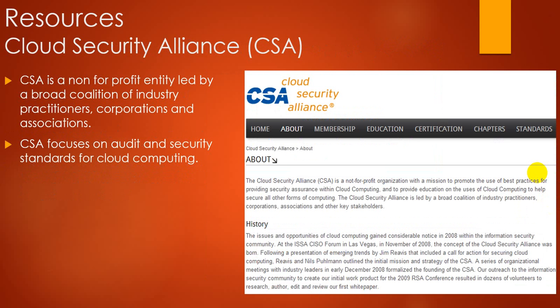And Cloud Security Alliance, CSA. It's a not-for-profit organization. It's led by a broad coalition of industry practitioners, corporations, and associations. Their primary focus is audit and security standards for cloud computing.